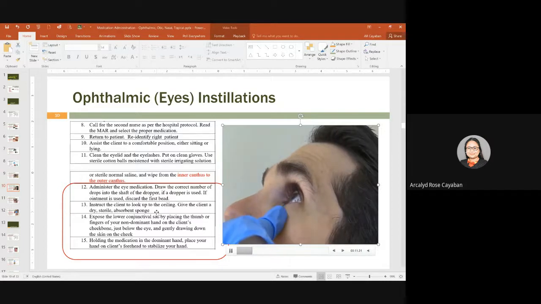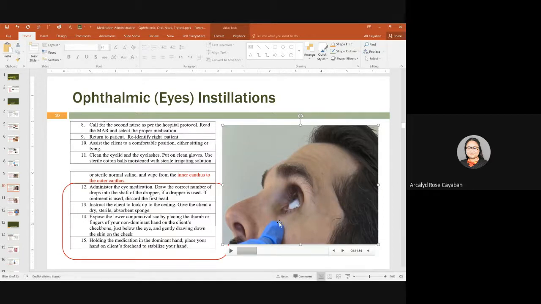sponge on his hand. And if you notice, the nurse is pulling or exposing the lower conjunctiva using his thumb. You can use the thumb or your index finger while pulling the lower conjunctival sac. Also, if you notice, she is not pressing around the periorbital area but pulling the skin into the client's cheekbone. Why? To prevent intraocular pressure to the eyes.